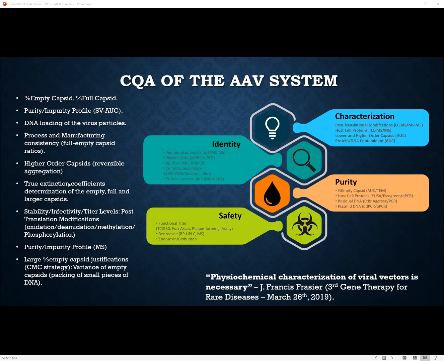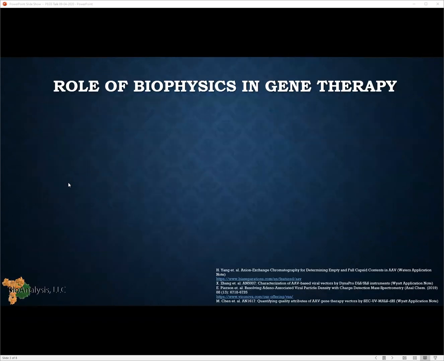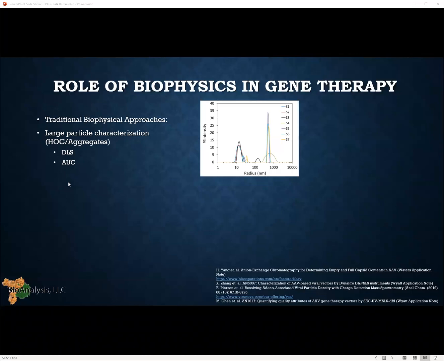So right now I'm going to talk a little bit about the traditional biophysical approaches that we have been using to further advance the gene therapy field. For example, looking at your aggregates or HOC regions, DLS is commonly used as a qualitative assessment of the aggregates in your system. Remember, intrinsically, DLS is not a quantitative system. AUC, which I'll touch upon and focus on in the remainder of this talk, can also do that.